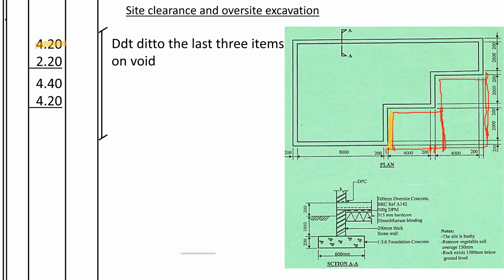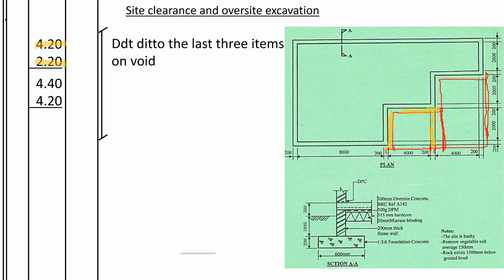Then for the width, the wall is 200. Then the width here is up to the end is 2000. But here you can see we have the spread of 200. 2000 minus 200 is 1800. 1800 plus 200 for the wall, 2000. 2000 plus 200 for the outside is 2200.